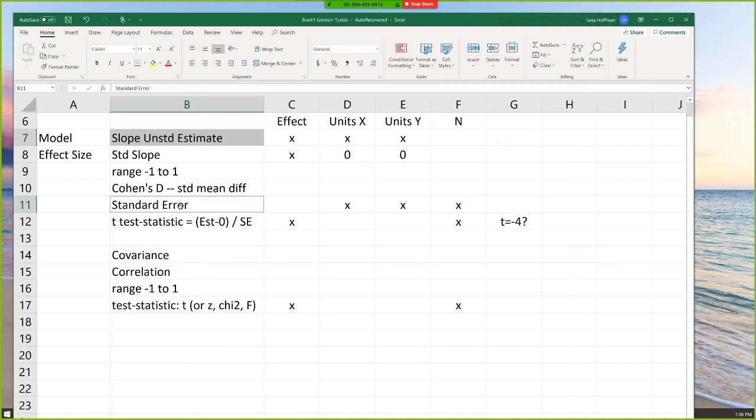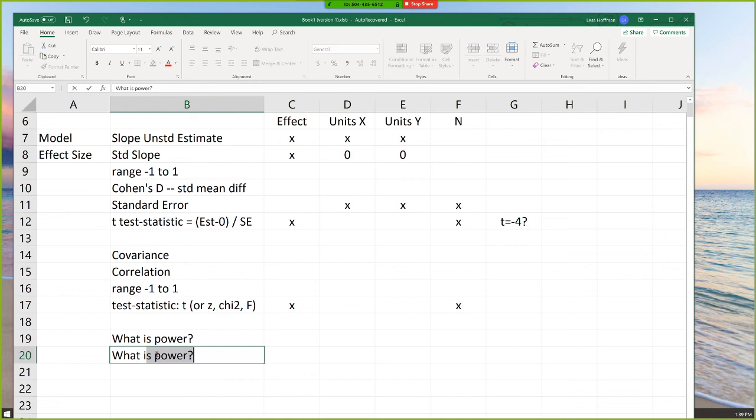Oh, I know one thing we didn't talk about today yet. Power. That's another thing we got to worry about. What is power? Relatedly, what is type 2 error?